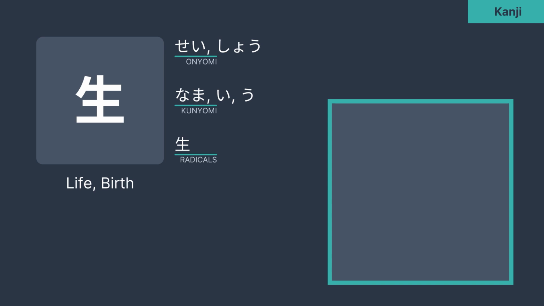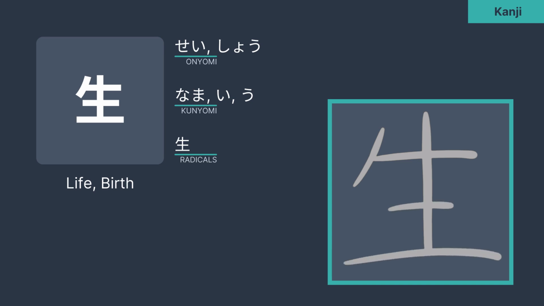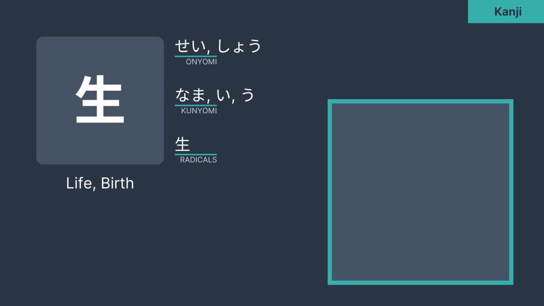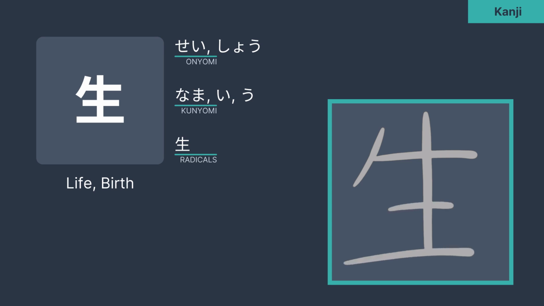This kanji means life and birth and has the onyomi readings of sei and shou, and the kunyomi readings of i, u, and nama. This kanji has 5 strokes. 1, 2, 3, 4, 5. Let's do it again. 1, 2, 3, 4, 5. That's the last kanji for this lesson.